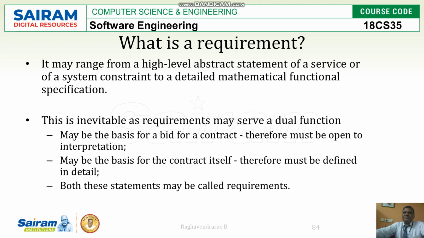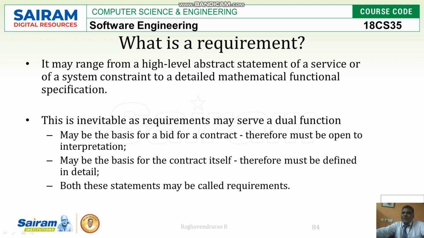Whenever it is inevitable, requirements are going to be there. Maybe the basis for the bid for the contract comes first, and then the basis for the contract itself, which has to be mentioned in a detailed way. So these two are called requirements: the bid for the contract, and the contract itself.